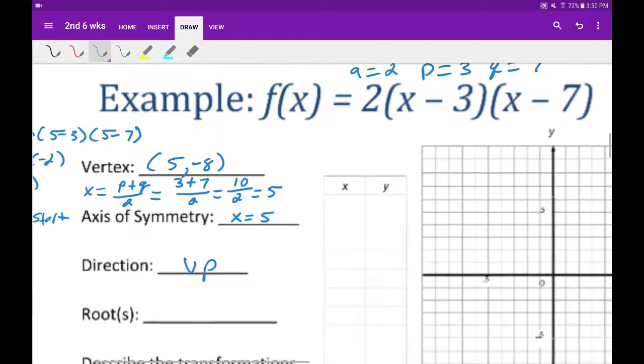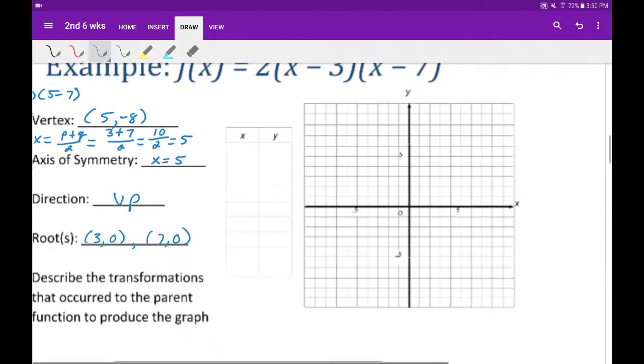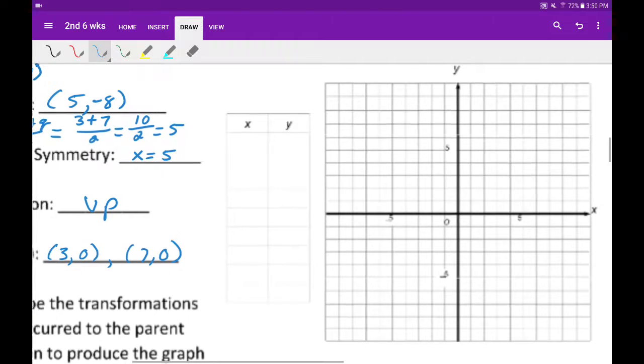What's nice about intercept form is that it gives us the roots in the actual equation, so p and q are the roots. We just put them as ordered pairs: 3, 0 and 7, 0. Again, remember to change p and q to the opposite sign from the formula. All right, so let's go on to graphing. Graphing is very simple. First thing I'm going to do is plot my x-intercepts.